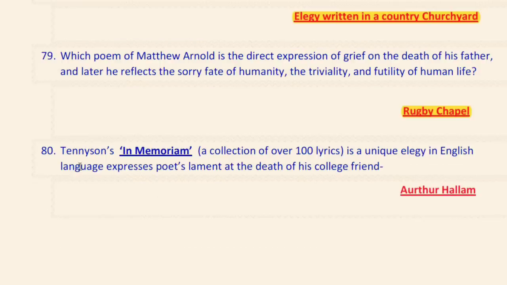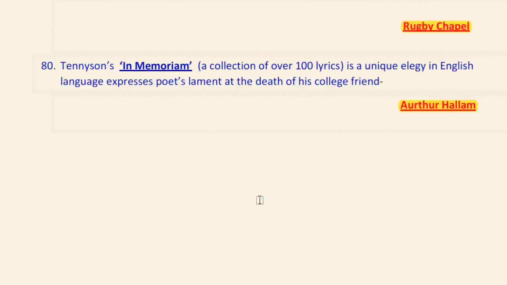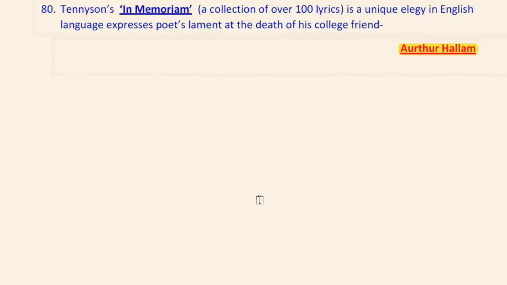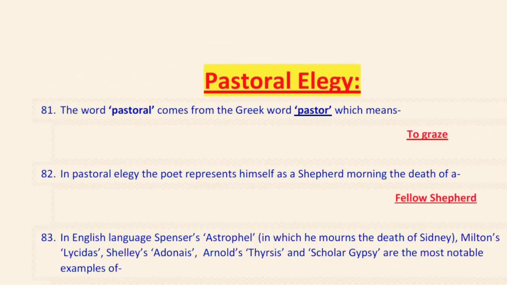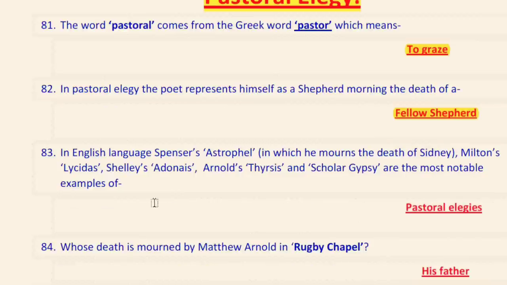Question number 80. Tennyson's In Memoriam, a collection of over 100 lyrics, is a unique elegy in the English language, expressing the poet's lament at the death of his college friend Arthur Hallam. Okay, now let's talk about pastoral elegy. Question number 81. The word pastoral comes from the Greek word pastor, which means to graze. Question number 82. In pastoral elegy, the poet represents himself as a shepherd mourning the death of a fellow shepherd. Question number 83.